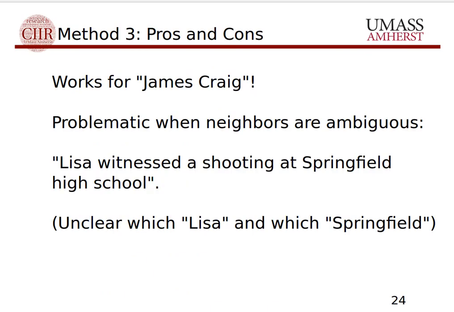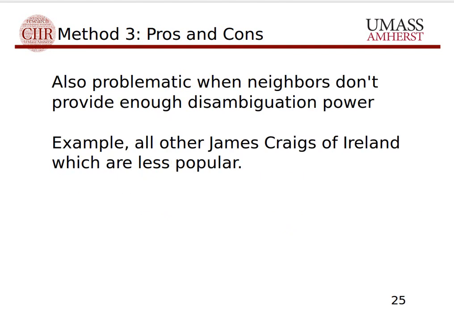So this method, although it's kind of brain dead, clearly works for James Craig. And it shows the use of information retrieval in this field of entity linking. However, it's problematic when neighbors are ambiguous. For instance, in the string "Lisa witnessed the shooting at Springfield High School", it's unclear which Lisa and which Springfield we are referring to. It's also problematic when neighbors don't provide enough disambiguation power. For example, there are all the other James Craigs of Ireland which are just less popular, and we have no way of actually reaching them just by having Northern Ireland in the context.